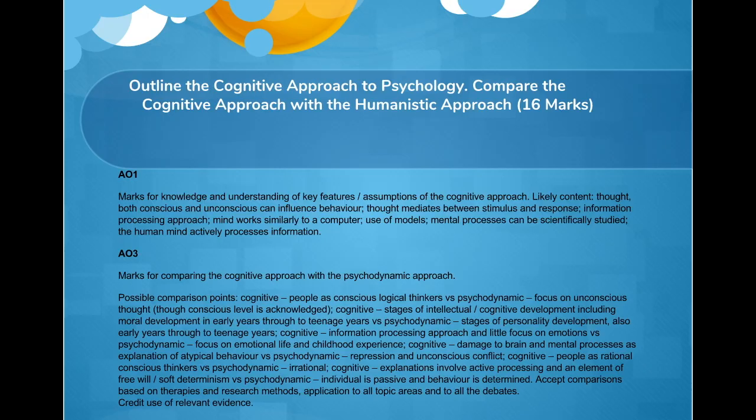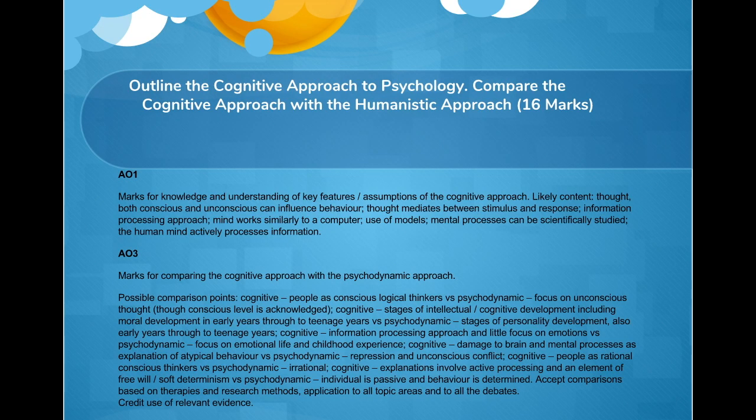So the cognitive approach sees people as conscious, logical thinkers versus psychodynamic, focus on unconscious thought, though conscious level is acknowledged. The cognitive approach, stages of intellectual cognitive development, including moral development in early years through teenage years, versus the psychodynamic approach, looks at stages of personality development, also early years through teenage years. So those two comparisons are on the development and the role of the conscious. You've then got the cognitive approach, information processing approach, and little focus on emotions versus psychodynamic approach, focused on emotional life and childhood experience. So that's comparing on emotions.